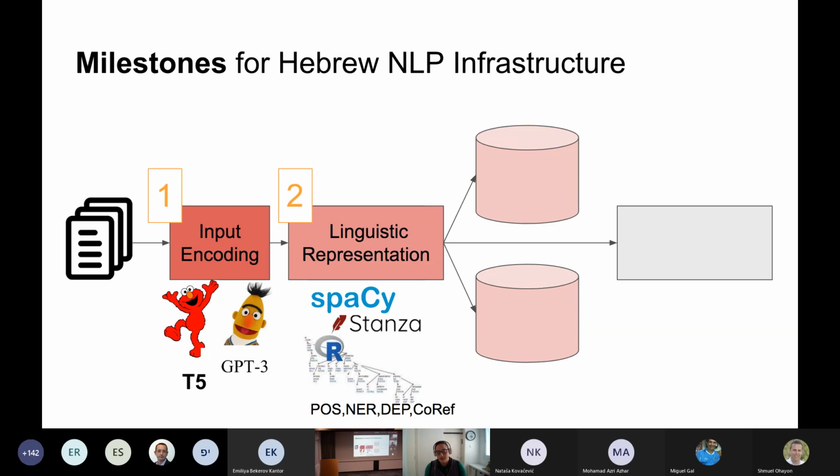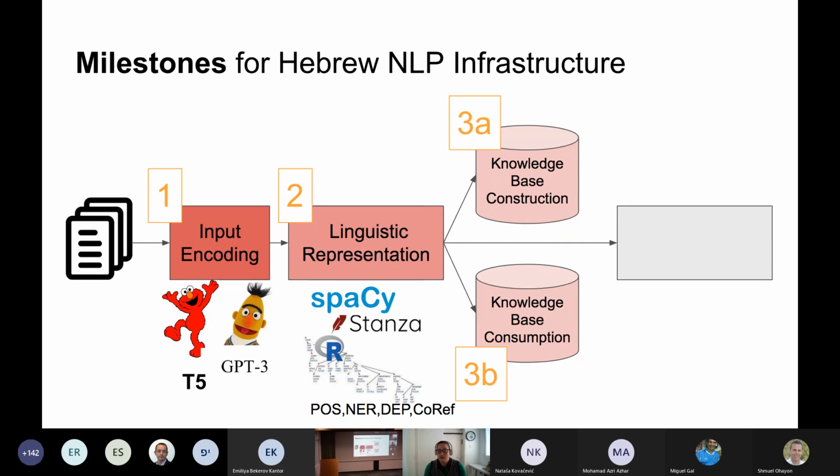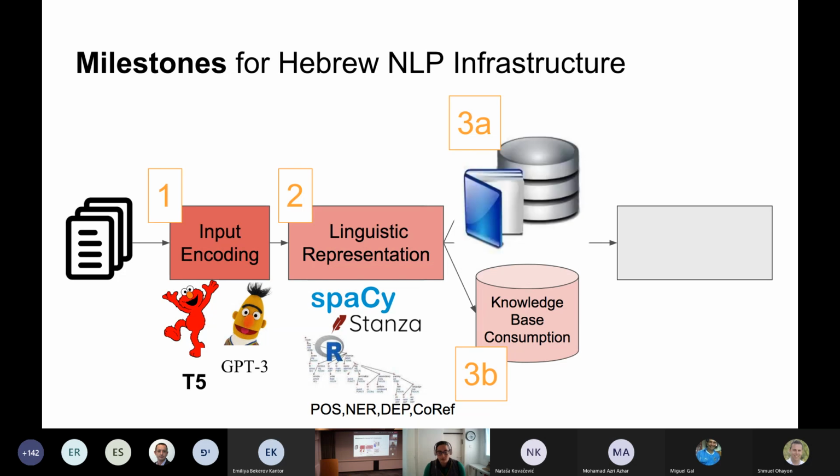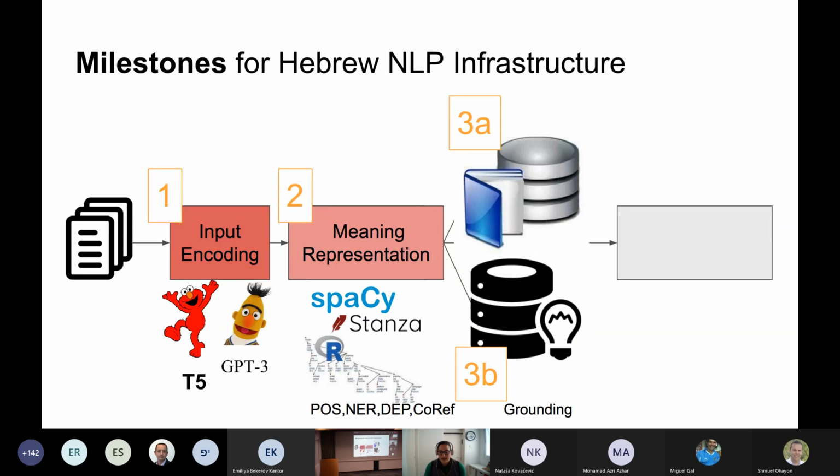Okay, moving on down the pipeline towards our downstream applications, there is an important layer, often overlooked, of actually communicating with the knowledge base. And there are two ways to communicate with the knowledge base. One way is by actually constructing a knowledge base: exploring the text, extracting, for instance, all entities and relations between them, and then storing them in a database for later use.